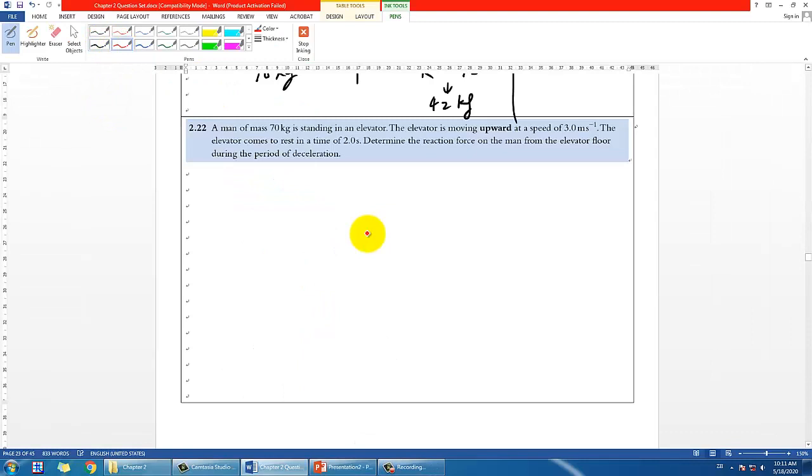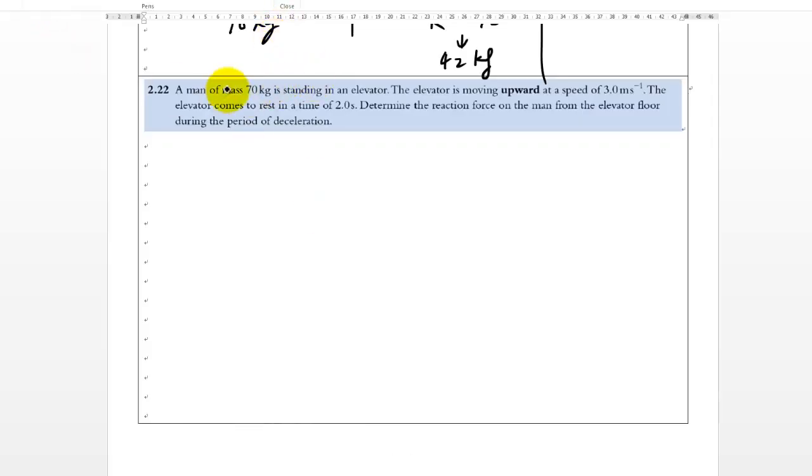Let's try to do this example. If you want to do it by yourself, again, pause the video and continue after. A few moments later. So here we have a man with a mass of 70 kg moving up with the speed. Not sure if this is accelerating. The elevator comes to the rest. Okay, so I guess this is more like initial speed. This is like the final speed. This is the mass, this is time t, more like delta t. It asks you to calculate the reaction force of the man from the elevator floor during the period of deceleration.